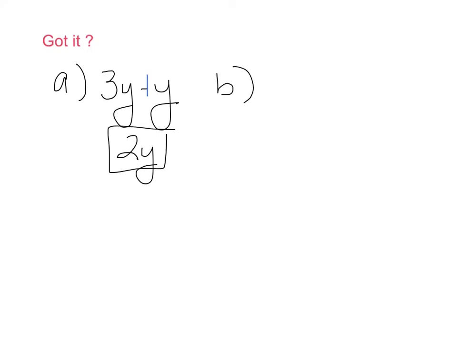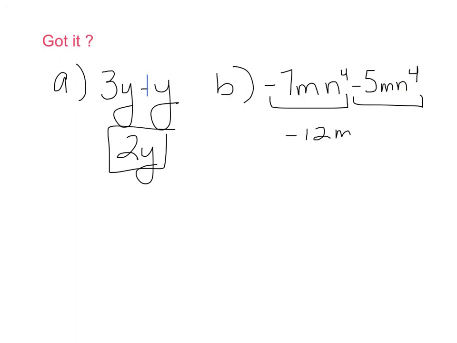B, negative 7mn to the fourth minus 5mn to the fourth. Notice that the mn to the fourth and mn to the fourth are exactly the same. So everything is exactly the same. So you just combine the negative 7 and negative 5. Negative 7 and negative 5 is negative 12mn to the fourth. And that's it. You're done.